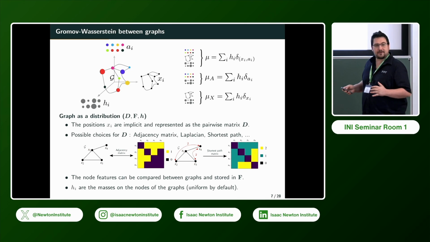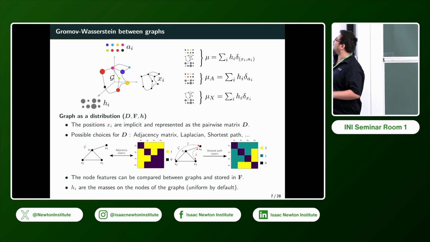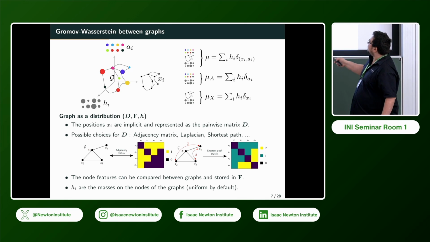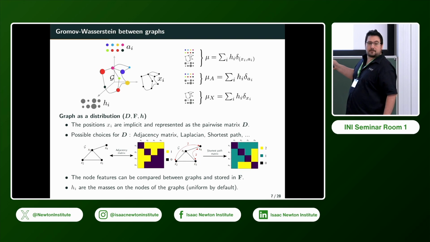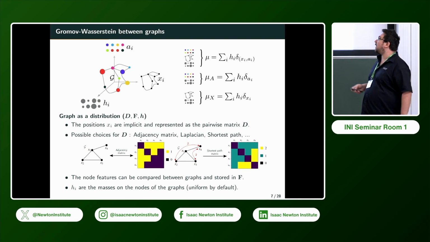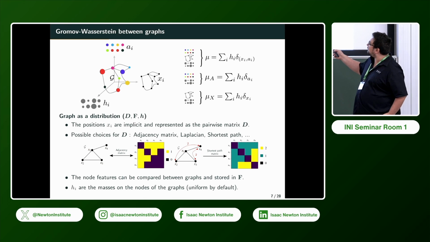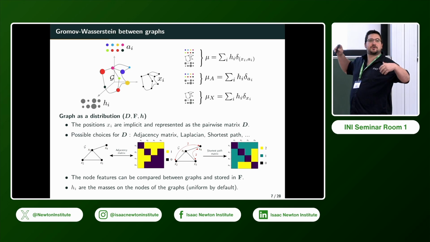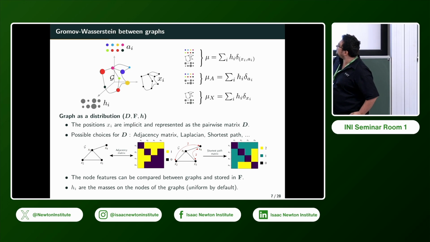If you look at a graph, the way we're going to model it is the following, with 3 aspects. When you have a graph, you have the structure, basically the adjacency matrix. You can also use, I don't know, the shortest path between the nodes. So here you have a structure where we suppose that we have an implicit position xi in a space that encodes the structure. You have the features on the nodes.